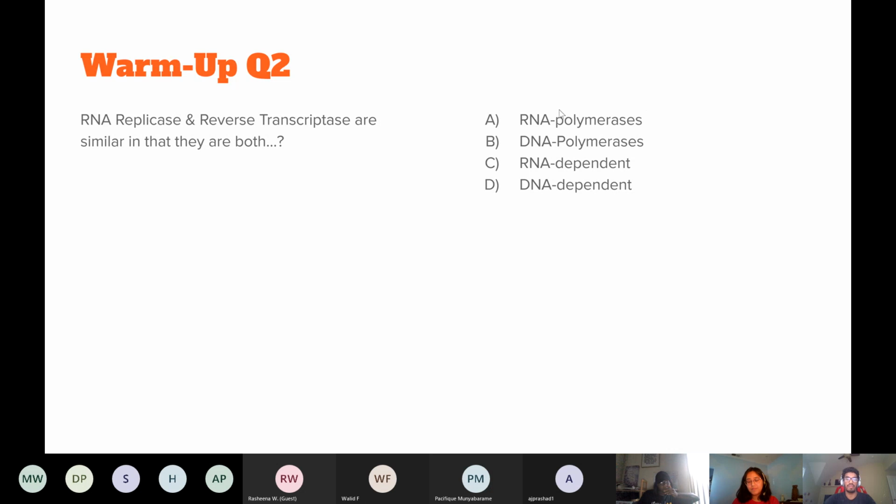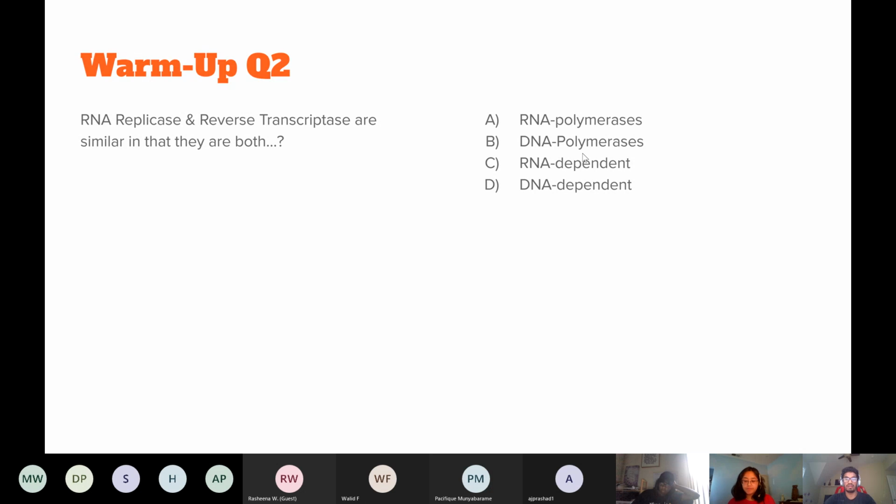To clarify, the polymerase part means what they make. So an RNA polymerase would make RNA, and a DNA polymerase would make DNA. The dependent part tells you what they use to make the RNA or DNA. So an RNA dependent polymerase would use RNA, and a DNA dependent polymerase would use DNA. The key thing that lets you pick C is that reverse transcriptase is a DNA polymerase. It goes backwards from RNA to DNA. So we know that it's got to be a DNA polymerase.